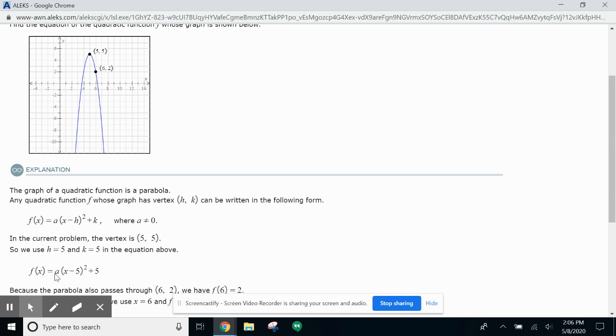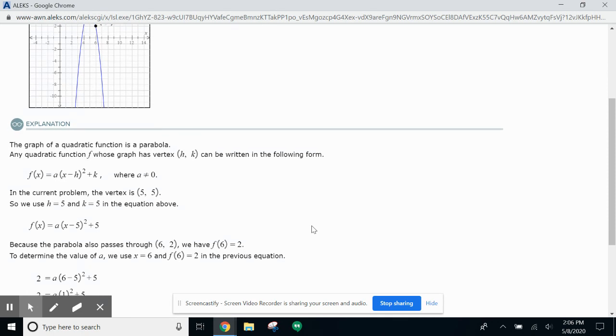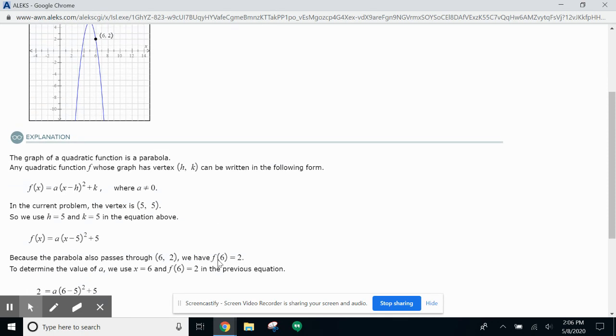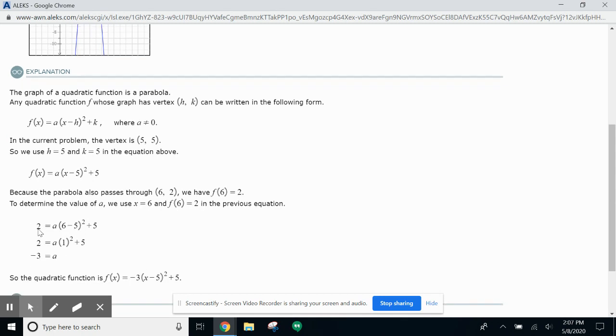So all I'm missing now is my a. To find my a, I'm going to use this extra point. If f of 6 equals 2, 6 is the x value, 2 would be the y value. So if I plug in a 6, I should get a 2, which is what they are showing here. So we're going to use x equals 6 and f of 6 equals 2. Instead of having an f of x over here, we're going to have a 2, and instead of an x in the middle, we'll have a 6. We'll replace those with 6 and 2.